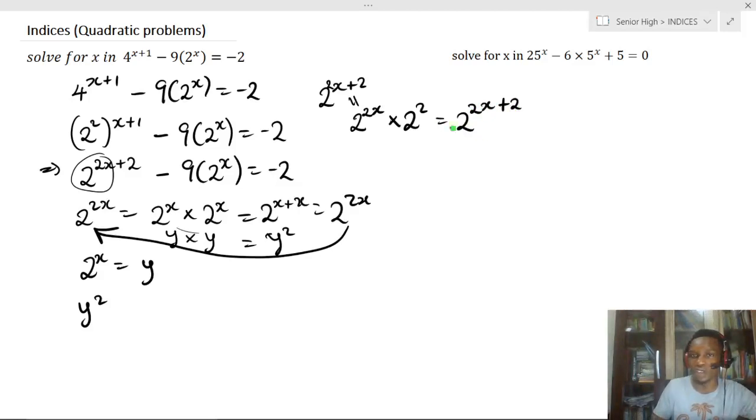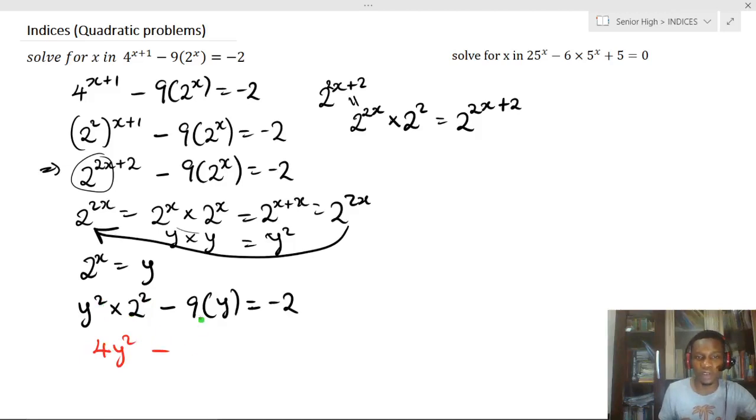Are you seeing what's happening? So this plus 2 means 2 raised to the power of 2. You take the same base and put it to that power. So here we have 2 raised to the power of 2. Sorry, I had a hiccup. So here is 2 raised to the power of 2, and then minus 9 bracket 2 raised to the power x will now be y, is equal to minus 2. Okay, let's continue. Pushing on, we have y squared times 2 raised to the power of 2, and 2 raised to the power of 2 is 4. So we have 4y squared minus 9y is equal to minus 2.